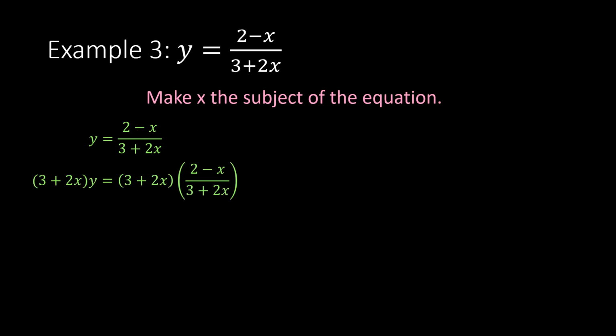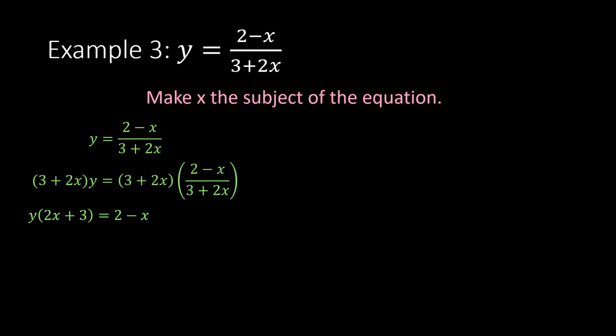Now, what we are going to do is multiply both sides by 3 plus 2x: (3 plus 2x) times y is equal to (3 plus 2x) times the rational algebraic expression. We have 3 plus 2x as the denominator, so we take the denominator and multiply both sides.